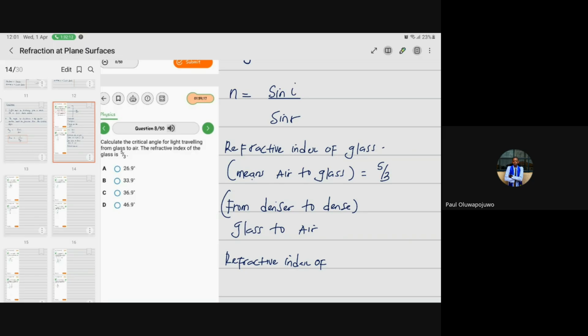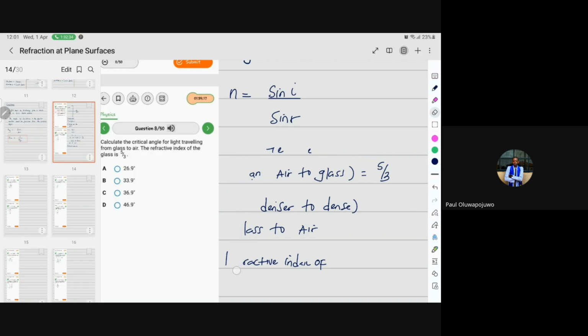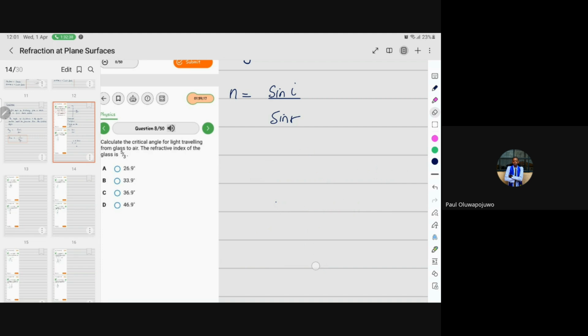So you have n equal to sine I over what? Sine R. But when you're moving from a denser to a less dense medium, like I told you, your sine R is going to be what? 90 degrees. Do you get the point now? And your angle of incidence is what we are looking for. Then later I'll bring in the refractive index. Let me just go ahead and prove.